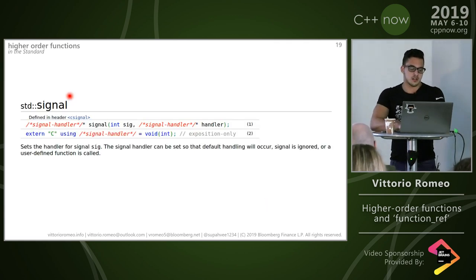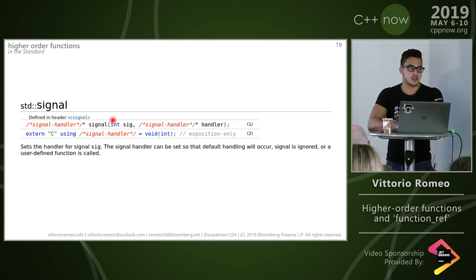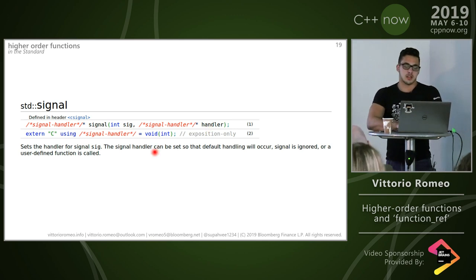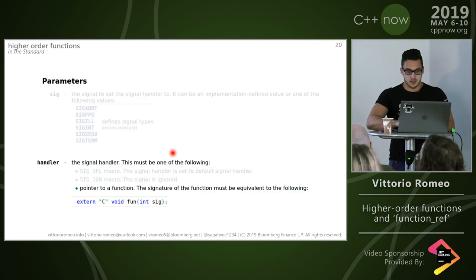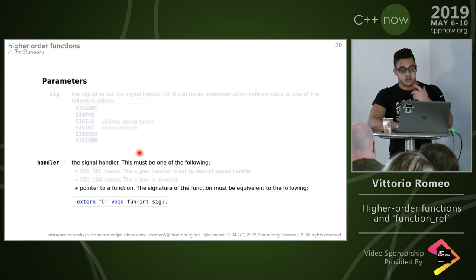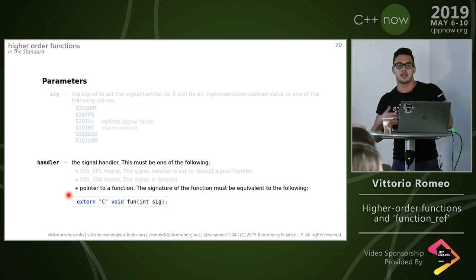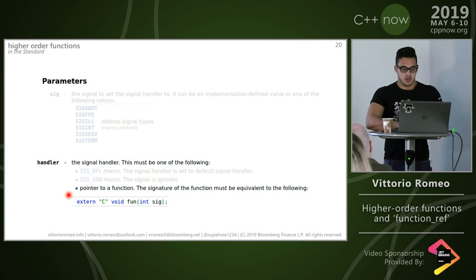And what signal does, it basically takes some int signal that you want to handle, and then some signal handler over here. And it says that this can be set so when a signal is raised, the user-defined function is called. Now, if we look at what the signal handler is, since this is C, it has to be weird. So we have two macros over here that are basically predefined handlers. And then you can also pass a pointer to a function that takes an int and returns nothing.